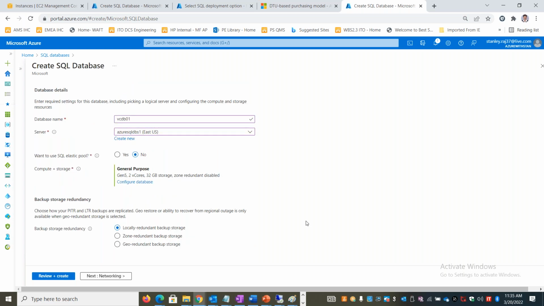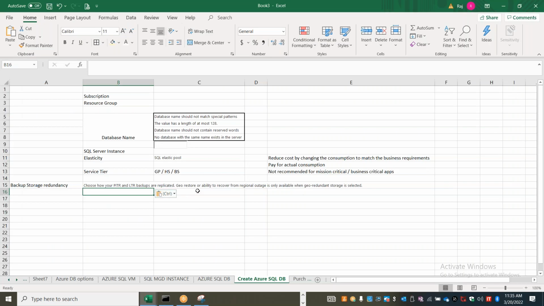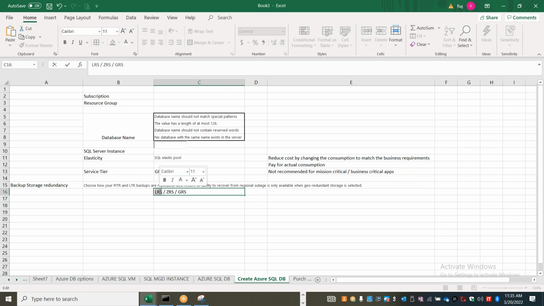So based on the requirement, you can store the backup content in the same data center or across data centers or across regions. We already discussed these 3 differences in storage class, right? Local redundant will be within the same data center. Zone redundant will be within the same region but across different data centers. Geo redundant will be across different geographical regions.